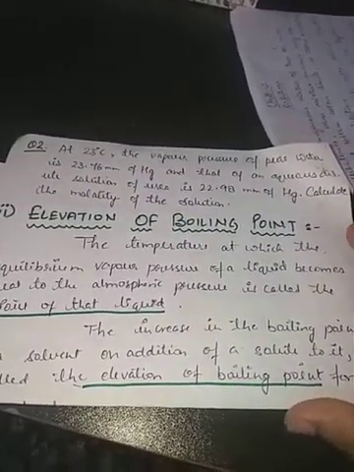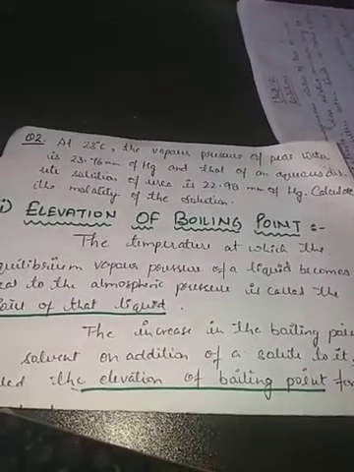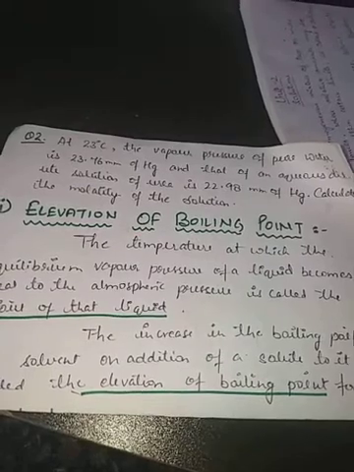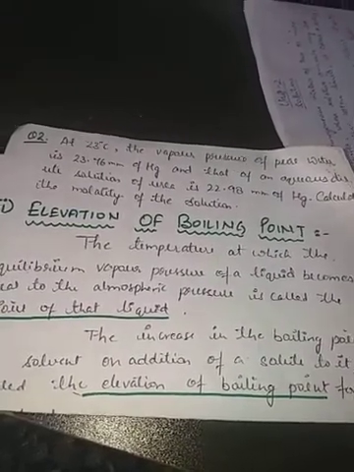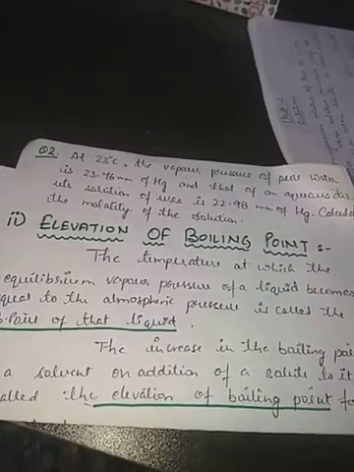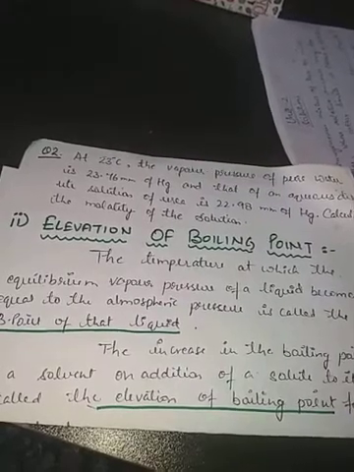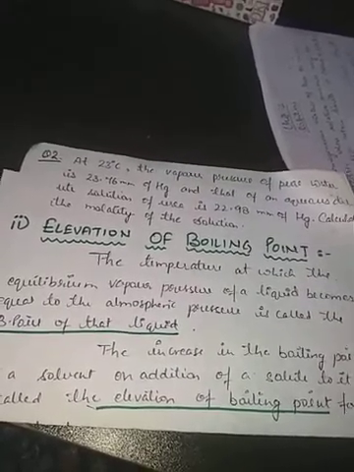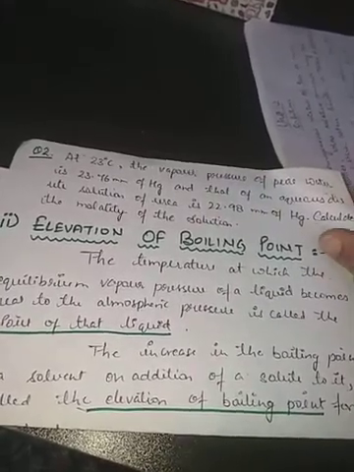We have to give higher temperature or more heat to that solution to raise its vapor pressure equal to the atmospheric pressure so that it can boil. It means on adding the non-volatile solute to a solvent, the boiling point of that solvent increases, and that is called the elevation of boiling point for that particular liquid.